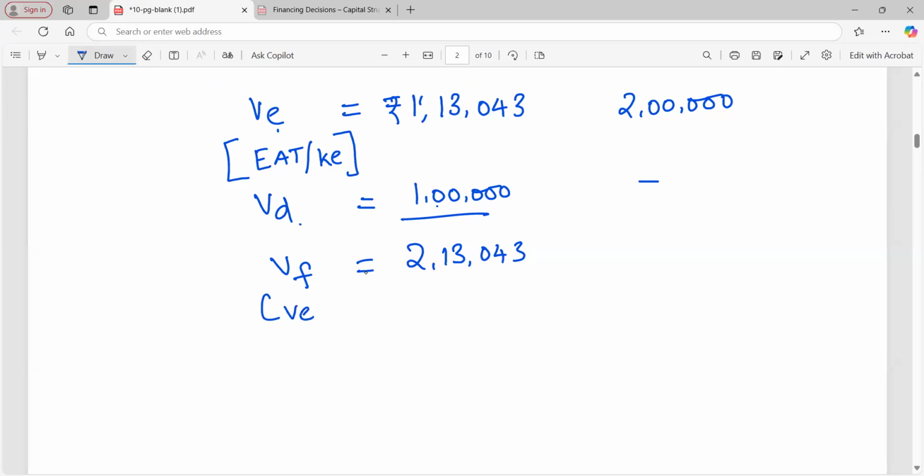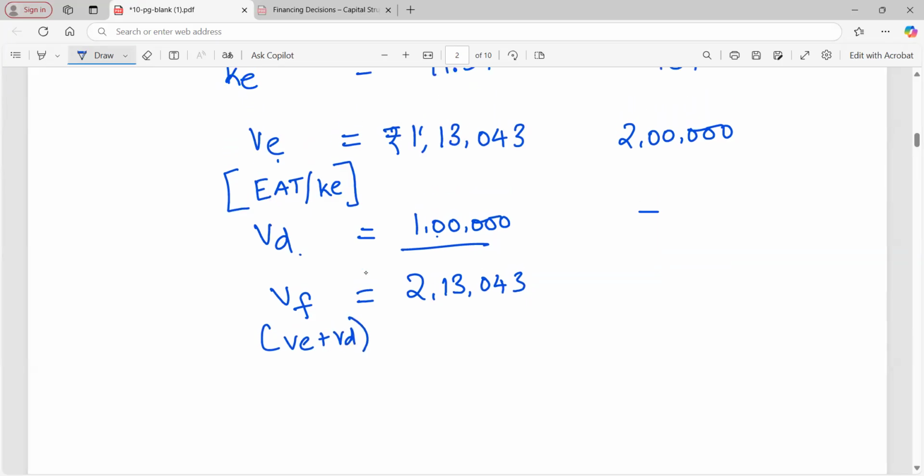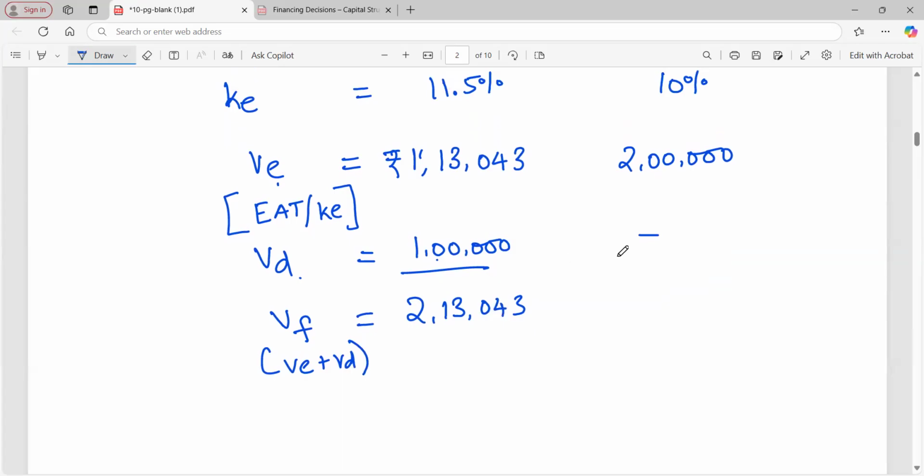So the value of the firm is nothing but value of debt plus value of equity. Now the value of debt for N Limited is 0 and the value of equity is 2 lakh. So what is the value of N Limited? It is 2 lakh itself. Here we can see that the value of M Limited is greater than the value of N Limited, which is, the value of the levered firm is greater than the value of the unlevered firm. So the values of both the firms are not equal.